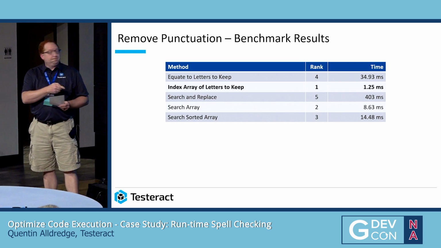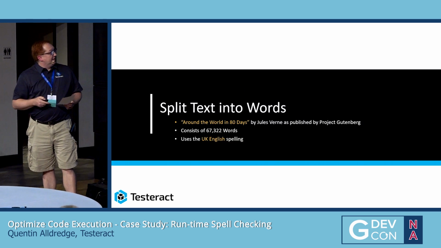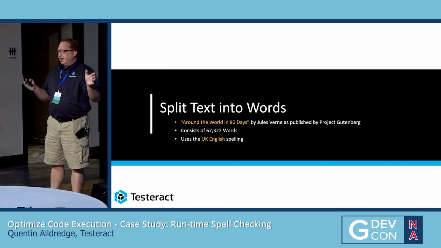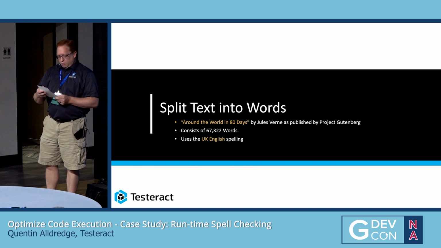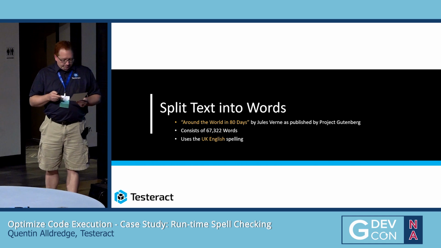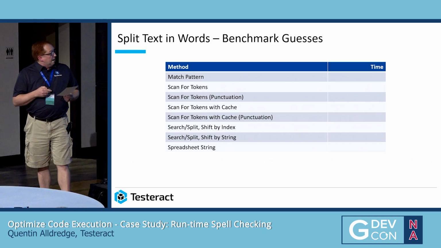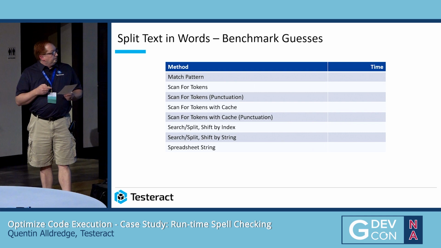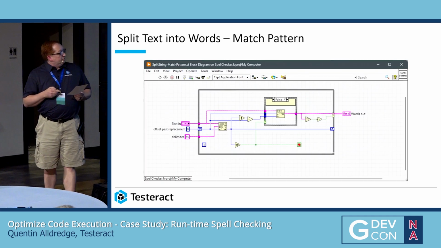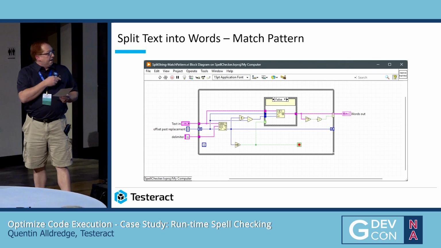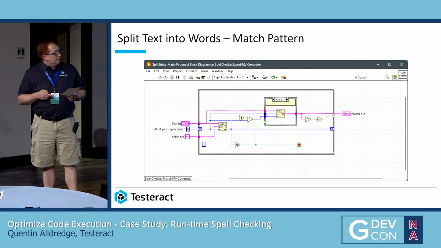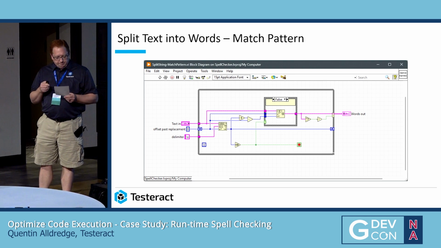Ready to go on? Okay, splitting the text into words. So now that we've gotten rid of the punctuation, we have nothing but text and spaces. And now I want to split my text up into just a bunch of words. So we have, I think, 8 on this one. This one is the match pattern. So it is matching the space and then picking the substring based on where the space was.